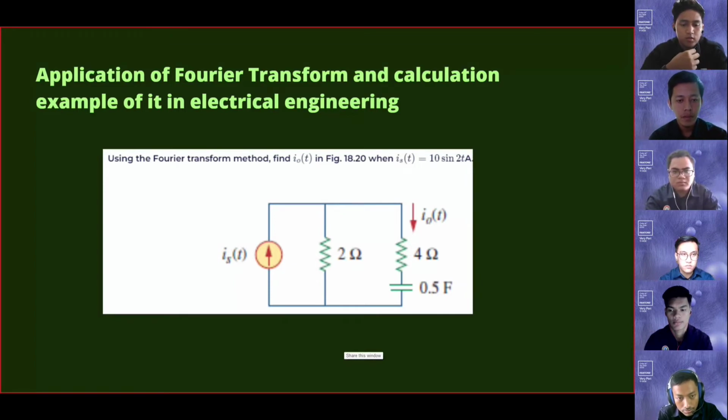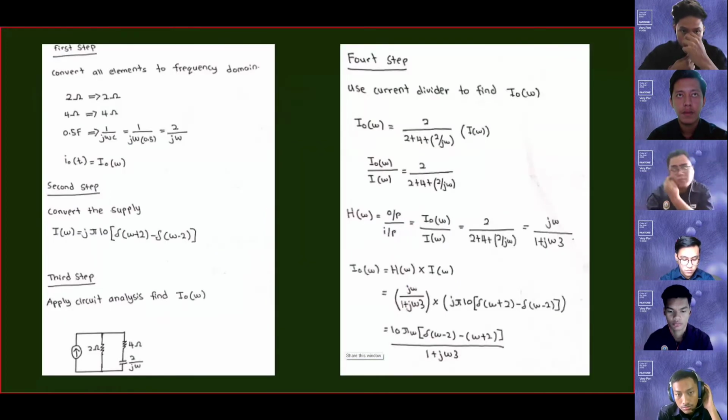I will explain an example question using the Fourier transform method. Here is an application of the Fourier transform and a calculation example of it in electrical engineering. Using the Fourier transform method, find i naught in time t in Figure 18.20 when i supply is equal to 10 sine 2t amperes. Okay, for the next slide.